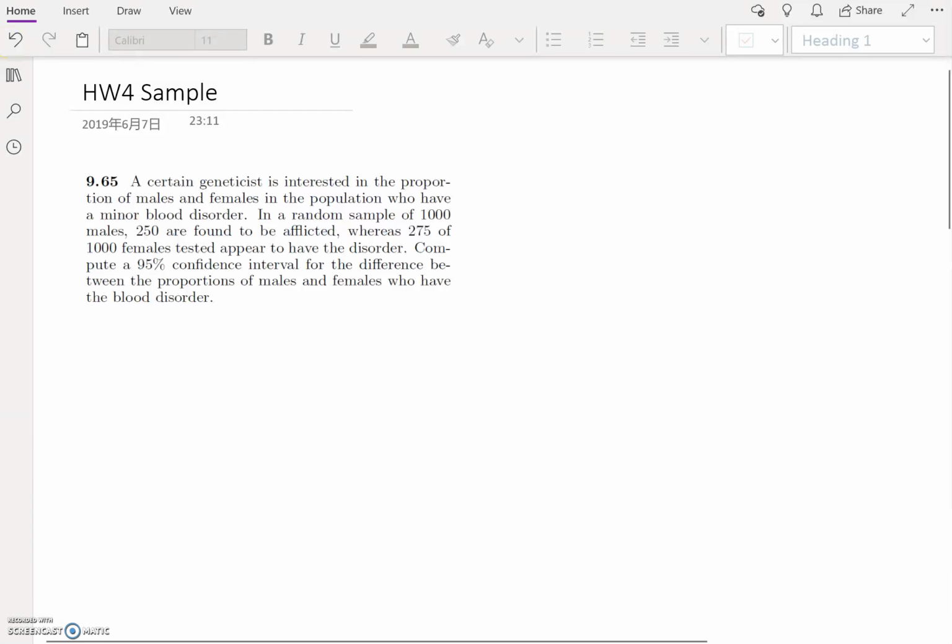A certain geneticist is interested in the proportion of males and females in the population who have a minor blood disorder. In a random sample of 1,000 males, 250 are found to be affected, whereas 250 of 1,000 females tested appear to have the disorder. Compute a 95% confidence interval for the difference between the proportions. So it's a problem about the difference of the proportions.